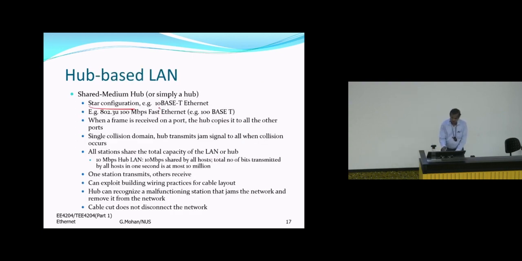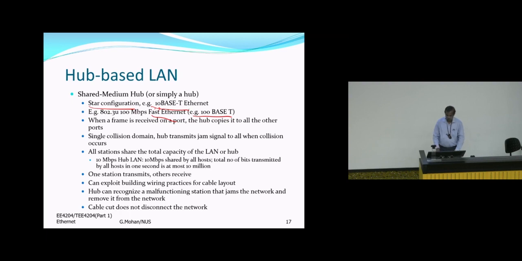It uses, the example is 10 base T, and 100 base T is also possible. 100 base T, 100 stands for 100 Mbps. The name for this is fast Ethernet, because at that time, in the 90s, 100 Mbps was seen as quite high. Compared to 10 Mbps, 100 Mbps was very high. So it was called fast Ethernet.